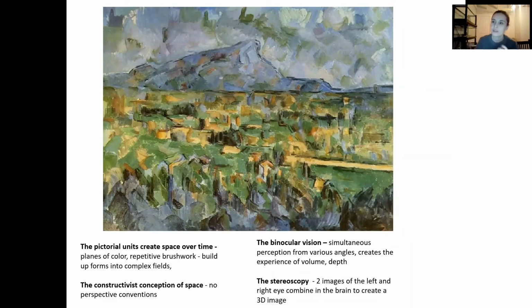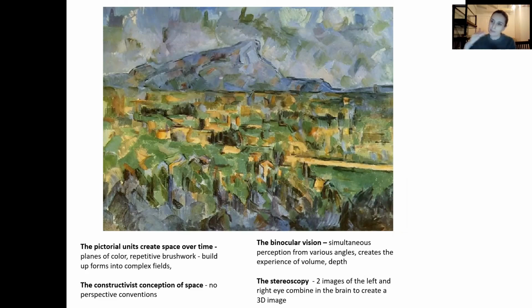So I will sort of talk about this. You have what we call, or you can call, pictorial units. So like building blocks, like Legos, right? And these Legos you put together and you create space over time by building up, right? You take units and you make them into complex fields. What do I mean by this? If you look at this landscape, we have sort of patches, right? Patches of color, the repetitive uniform brushwork. They build and build and build, and they create spaces, and they create shapes, and then they create the whole of the landscape. But they are done brick by brick.